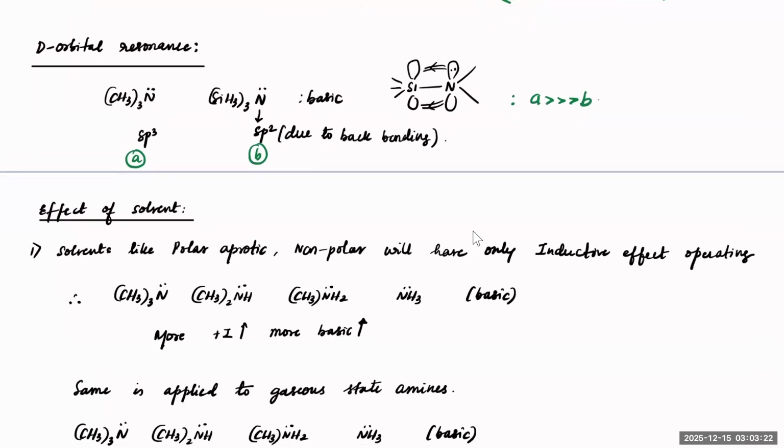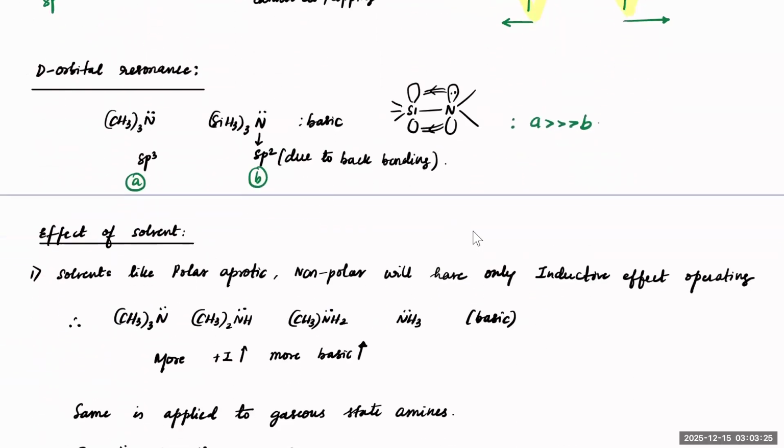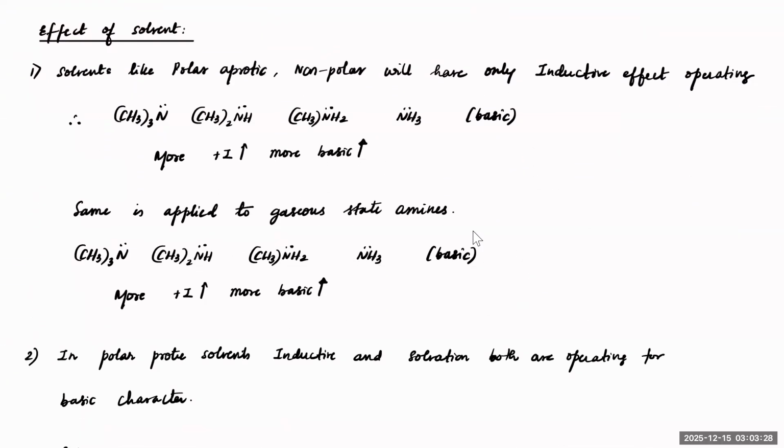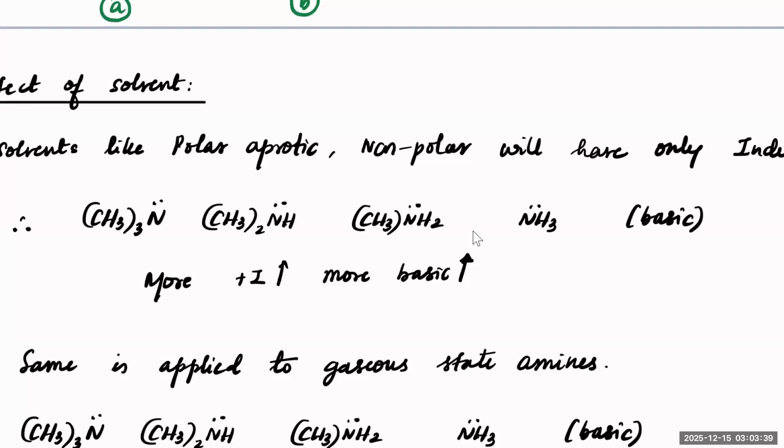Everybody clear with the d orbital resonance? Next, effect of solvent. How does the solvent affect the basic character? You see, if you have polar aprotic solvent or non-polar solvent. Polar aprotic solvents, which are those? The ones which have polarity, but they do not have hydrogen which is highly polarized, like ethers, like ketones, like sulfur group, like this. This is called DMSO. These are called polar aprotic solvents.